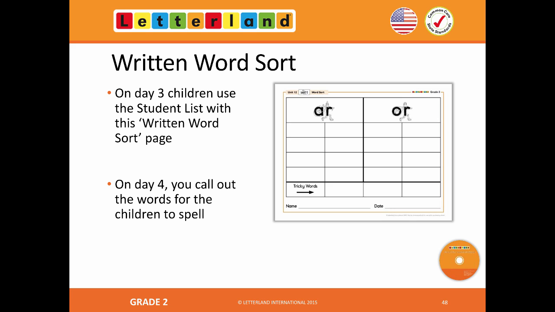Children check and read with a partner on day 3, but on day 4, the teacher tosses a word to the children who then catch it. They repeat it, then palm the syllables, and finally finger sound the word before writing it in the appropriate column.